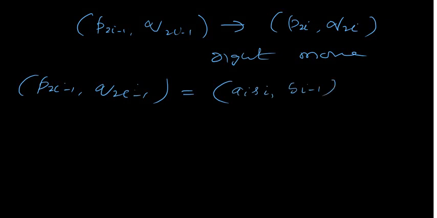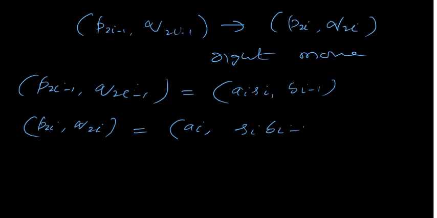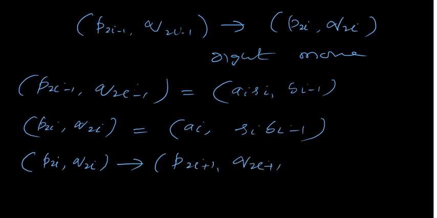BI minus 1. Then the next one is P2I Q2I. This must be equal to AI, and this is SI BI minus 1. The next transition will be the right, it will be the left move. So this one, P2I Q2I to P2I plus 1 Q2I plus 1, is a left move.